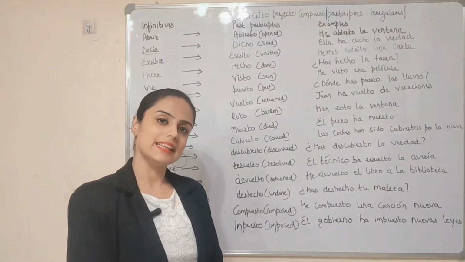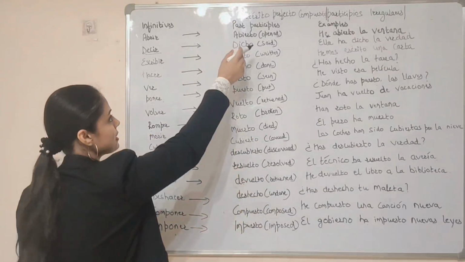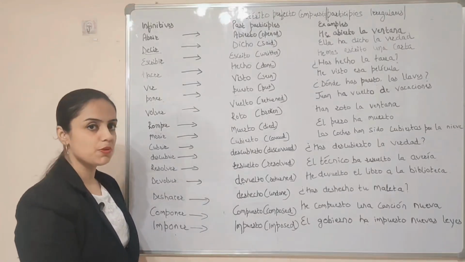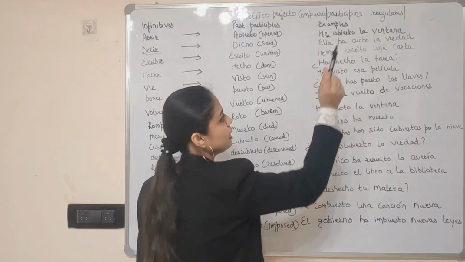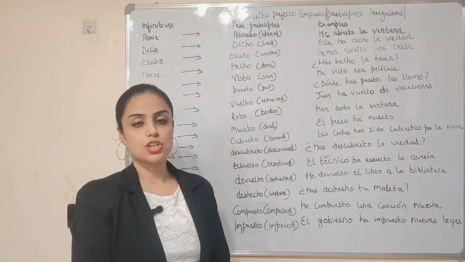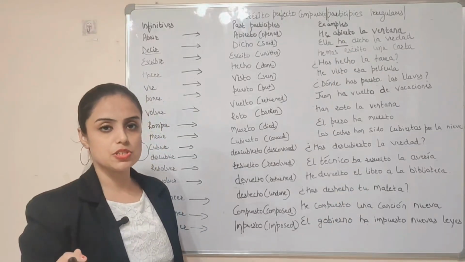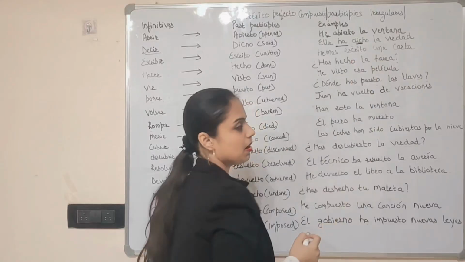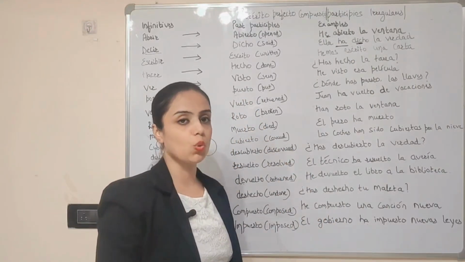The second one is decir. The past participle of decir is dicho, which means said. Por ejemplo, ella ha dicho la verdad. She has told the truth. So haber, third person singular form is ha. Vale? Dicho, past participle. So, ella ha dicho la verdad. She has told the truth.